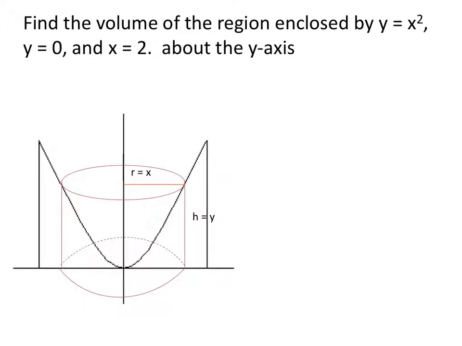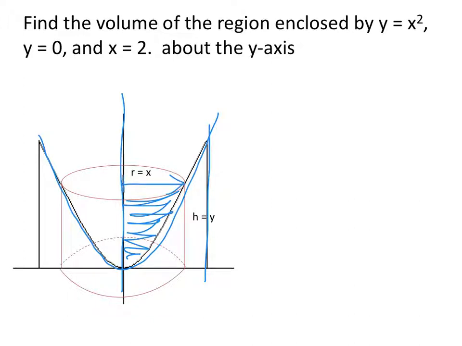All right, let's try another. So here we're finding the volume of the region enclosed by y equals x squared, y equals 0, and the line x equals 2. And we're rotating it about the y-axis. So we're finding this region in here. My radius is still x, because that's from the y-axis out to my curve. My height is equal to the y function, which is x squared. And I'm integrating from 0 to 2.